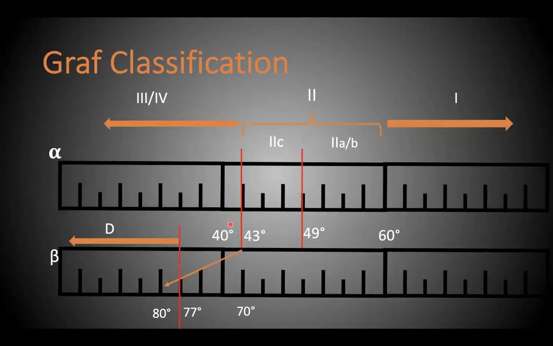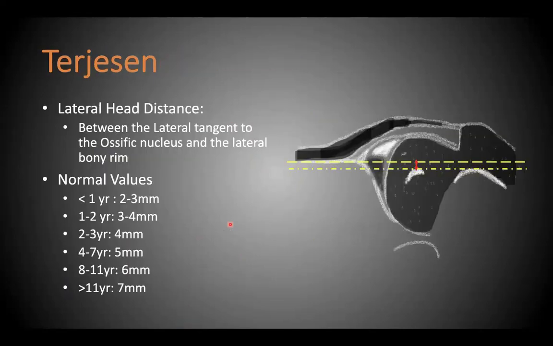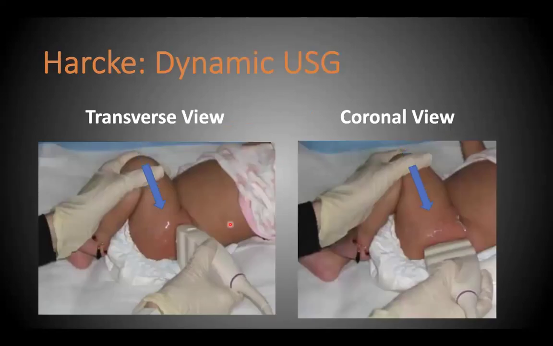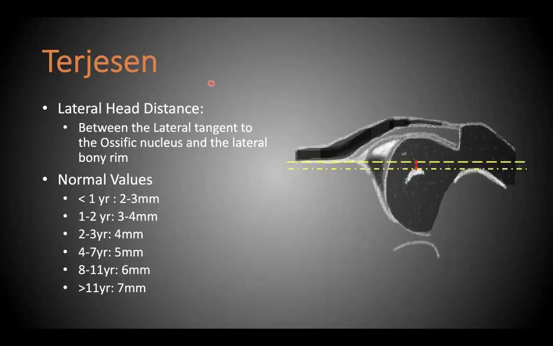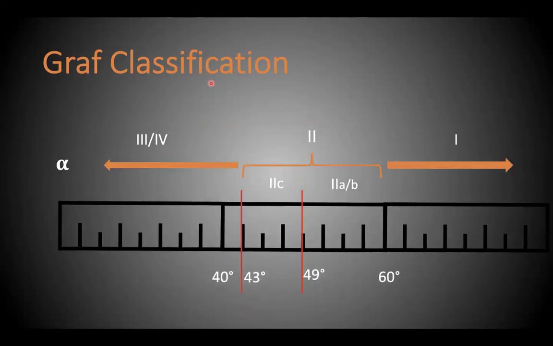Any other questions? Bhushan sir, could you just go through the method of tracing the bony roof and cartilaginous roof line again? Okay.